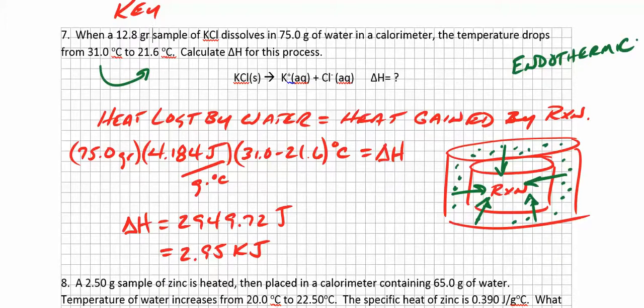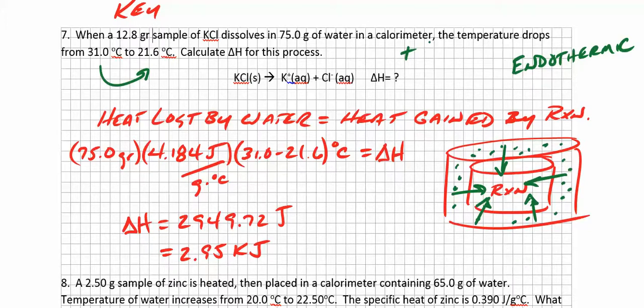Now, how much does it require? Well, that's what we're going to find out. Here's how we're going to do that. The heat lost by the water, because of the first law of thermodynamics, must be gained by the reaction. It can't go anywhere other than into that reaction. So if we can determine the amount of heat lost by the water, we're going to know the delta H. We also know that the delta H is going to be positive, so I'm going to put a plus sign there, because endothermic means that the delta H is positive.